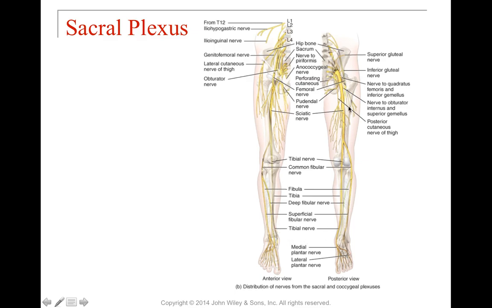And then if we're looking at the back, we have some additional nerves to note here. So here's the nerve to the quadratus femoris and the inferior gemellus. Again, here's the nerve to the obturator internus right there and the superior gemellus. And then this is the posterior cutaneous nerve of the thigh, servicing the back region of the thigh, and again, the skin region or the top region. And that's going to travel down to make the common fibular nerve on the fibula side and the tibial nerve on the tibia side. Just like we saw on the front, we have the deep and the superficial fibular nerve.